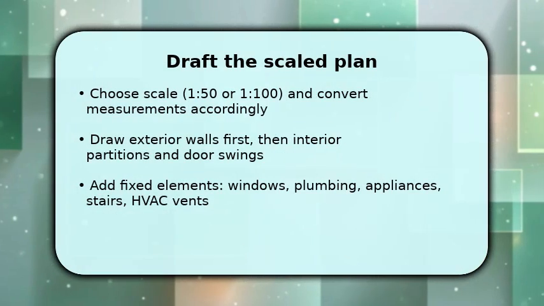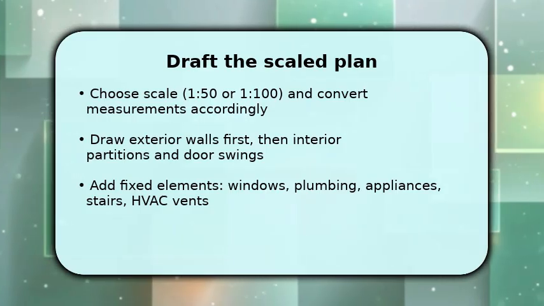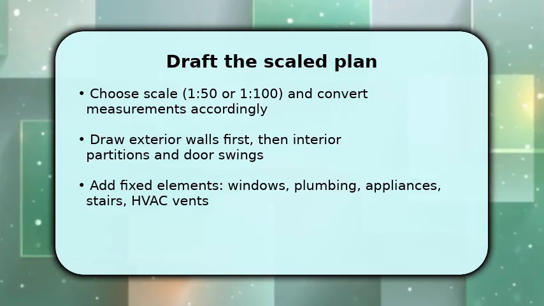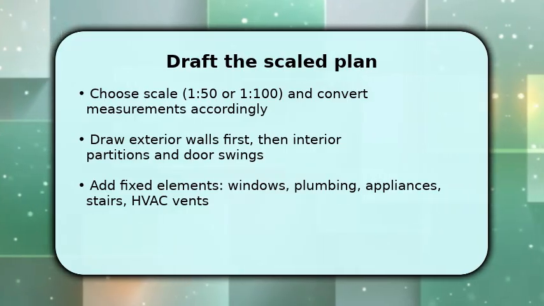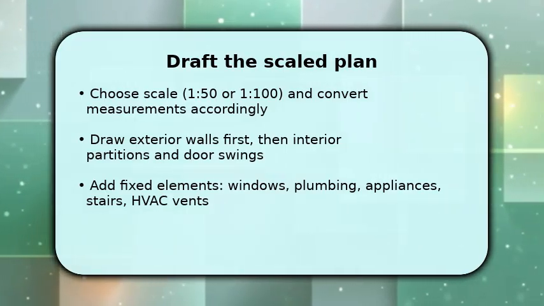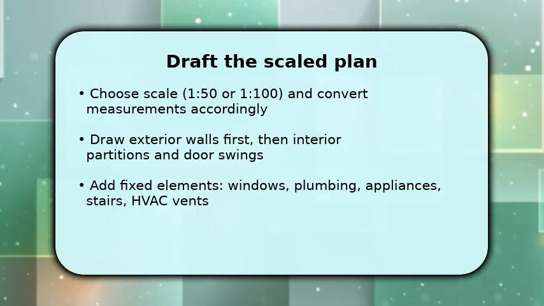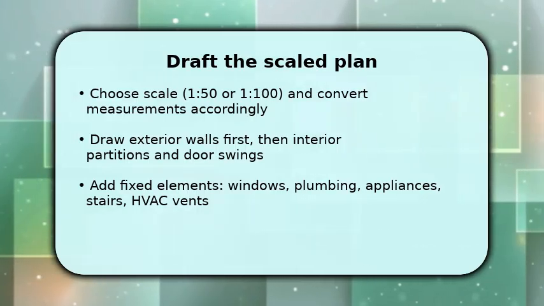You now convert raw numbers into a scaled drawing. Pick 150 or 100 and calculate each wall length. Plot exterior walls first so the footprint is accurate. Then insert interior partitions, marking door swings and clearances. Make sure doors open without collision.